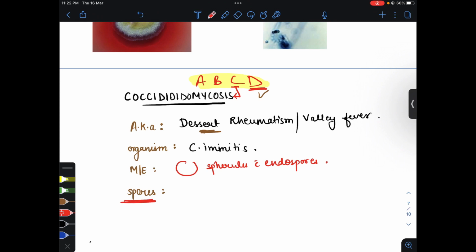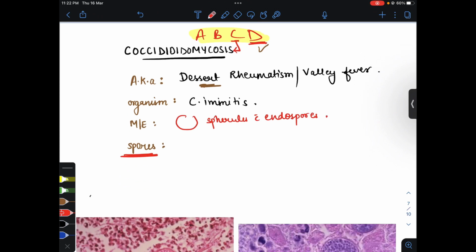And which type of spores will we see? We will see a barrel shape. Here the letter B represents the barrel shaped spores, and the letter A represents the arthrospores. So here A represents the arthrospores, B represents the barrel shaped, C represents the coccidiomycosis, and D is for desert rheumatism. So this one is a short slide for coccidiomycosis for FMG only.